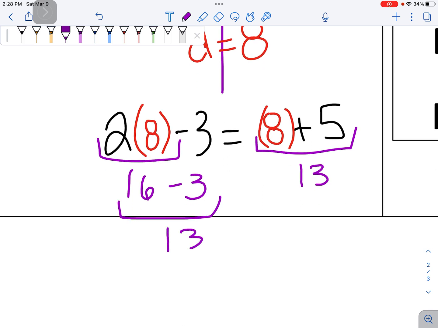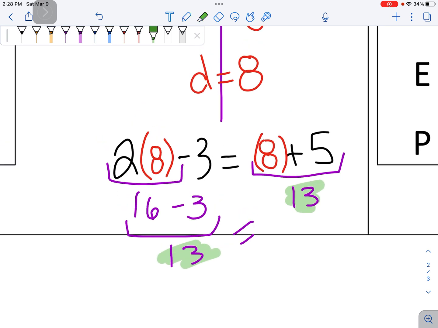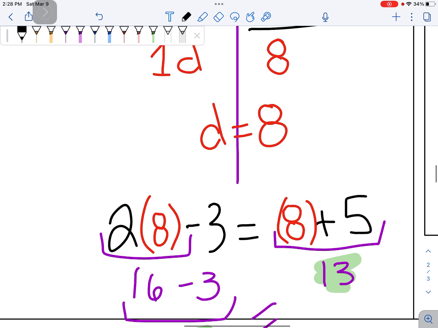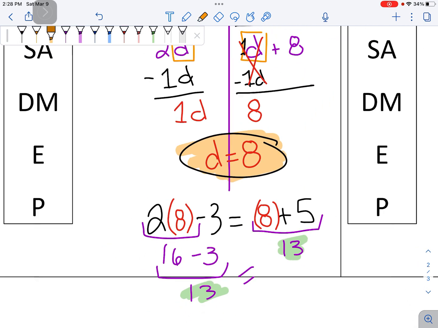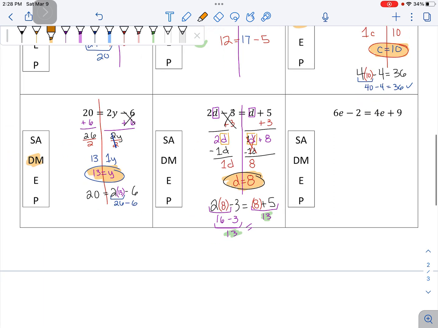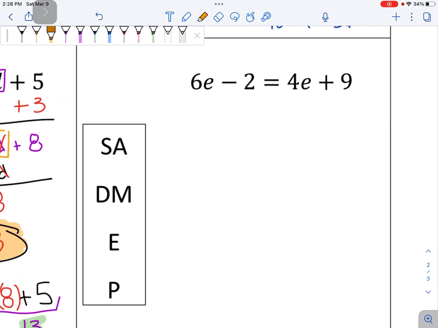So I can see that we have the same thing on both sides. There's a 13 and a 13. That means D does have a value of 8. All right, last one. Almost identical to what we just did. Give it your try. Don't just copy down what I do. Right, pause this video. If you get stuck, come back, but really try.